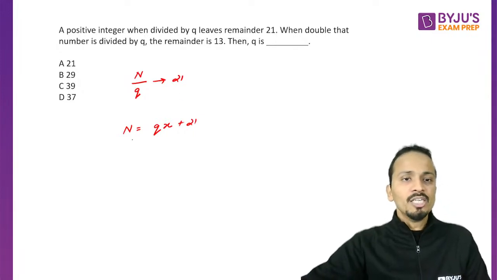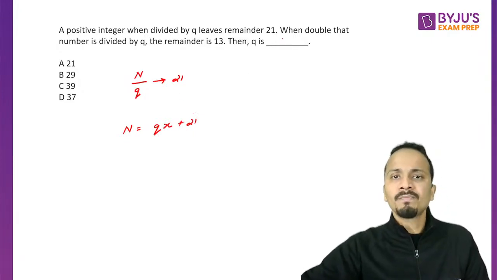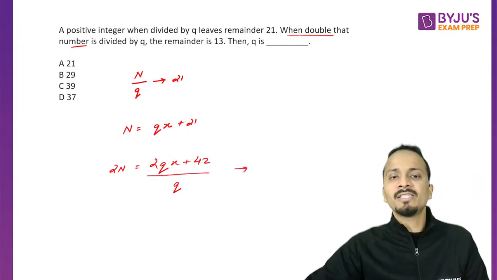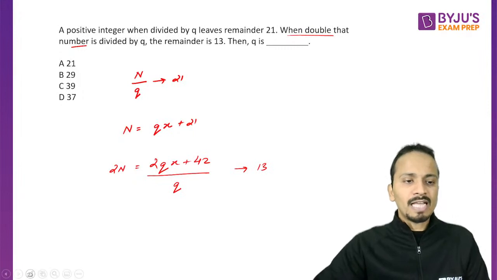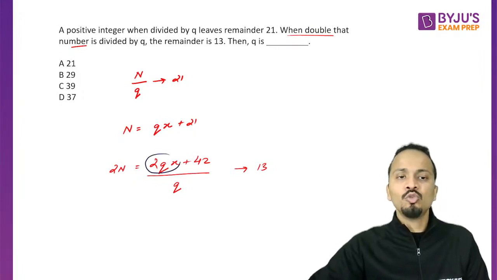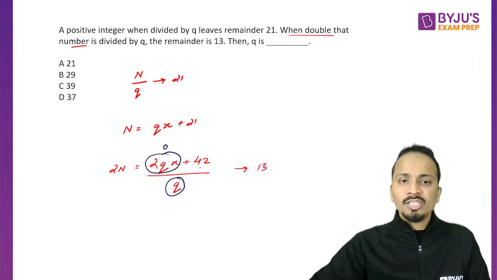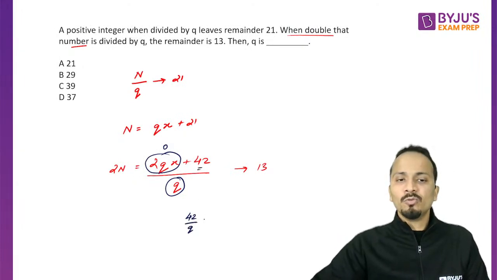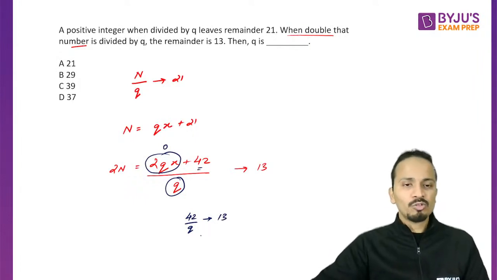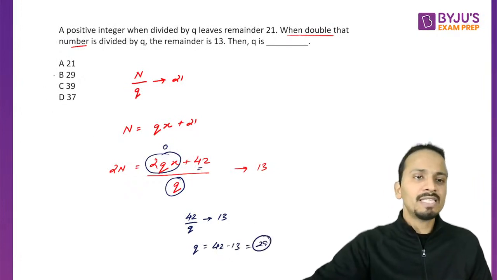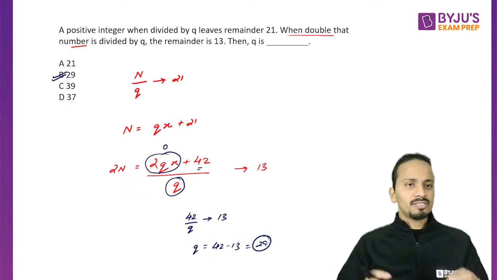So the number I've assumed is qx plus 21. Now if I double this number, it will become 2qx plus 42. When divided by the same value q, the remainder is now 13. Now you can very well say that the first part, 2qx, when divided by q will give a remainder of 0. So you can say that 42 when divided by q, the remainder will be 13. You have to find out the value of q, so the value of q will be 42 minus 13, that is 29. A very basic area of numbers in the QA section.